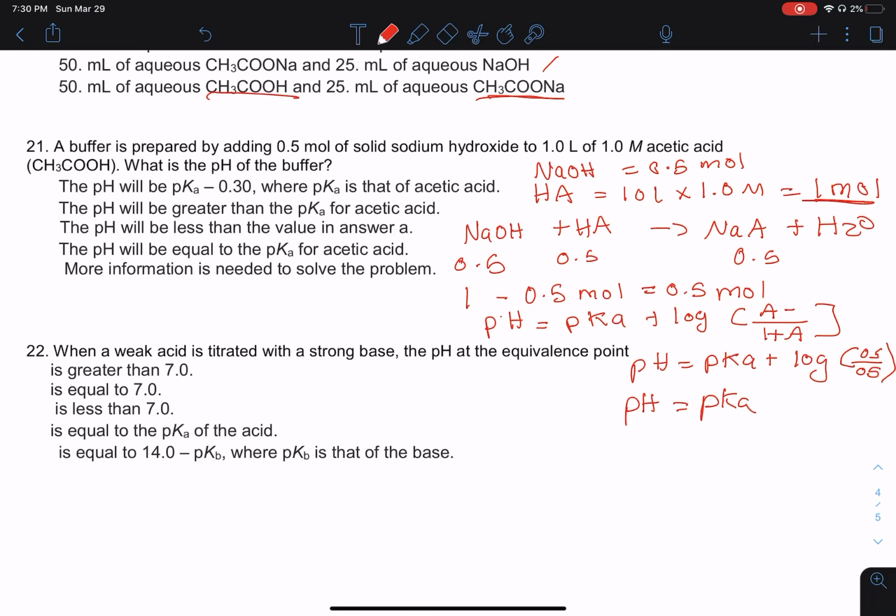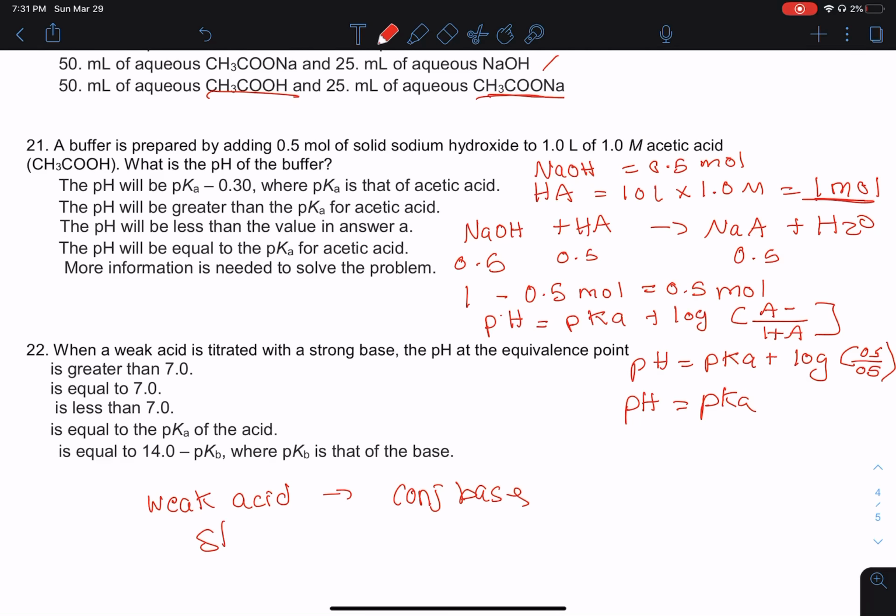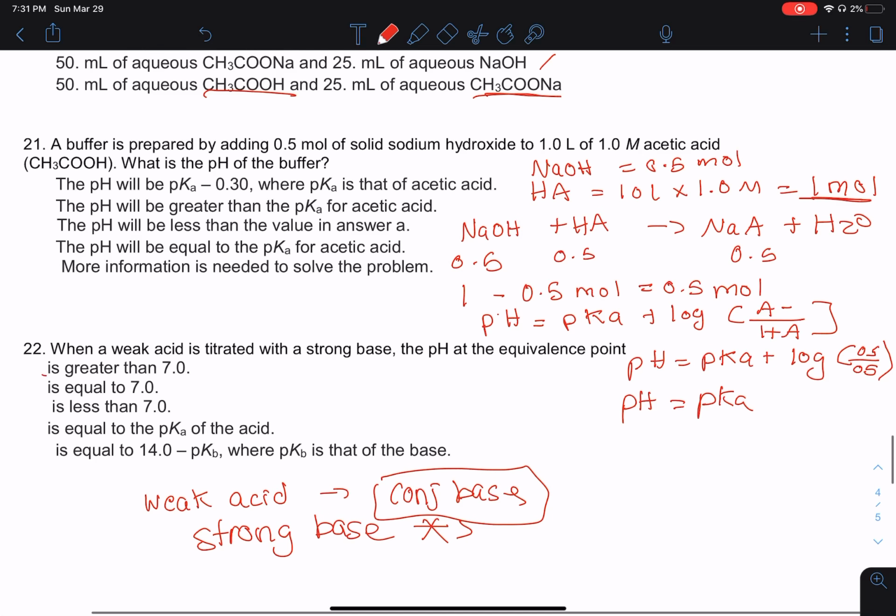Okay, so for 22, when a weak acid is titrated with a strong base, the pH at the equivalence point should be greater than 7, because a weak acid will give us a conjugate base, and a strong base will just completely dissociate, so it won't give us anything. So that will leave us with the conjugate base, and that would be greater than 7.